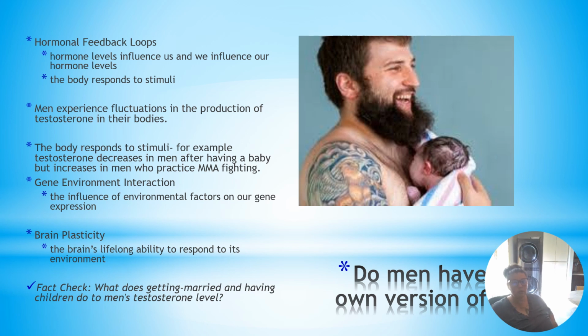A hormonal feedback loop is this: our hormones influence the way we act, and then the way we act influences who we're around, our behavior, our environment, and then that environment again influences our behavior.